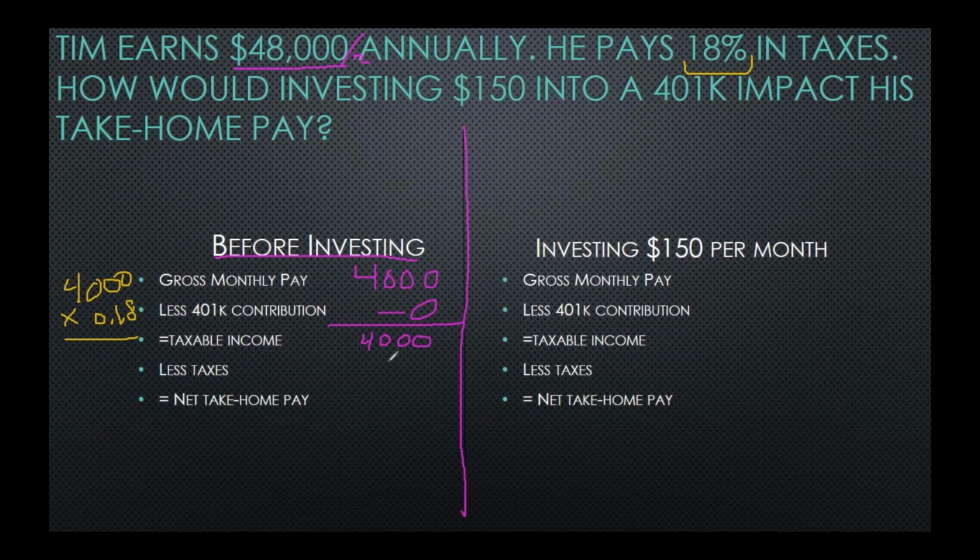So we take 4,000 and multiply by the 18% as a decimal. 0.18 times 4,000 gives us $720. So Tim's going to pay $720 in taxes. If I take his gross income and subtract his taxes, we get his take-home pay. So Tim will take home $3,280 a month when he does not invest in a 401k.